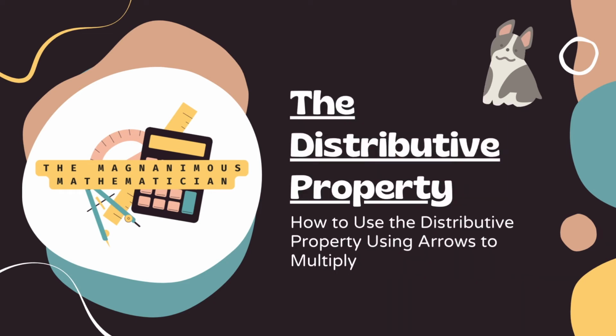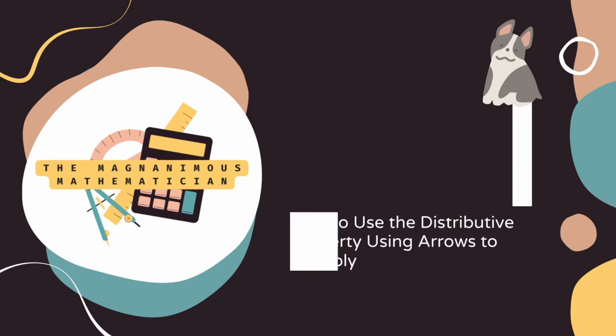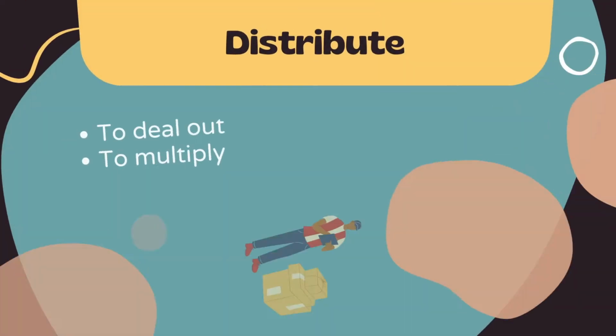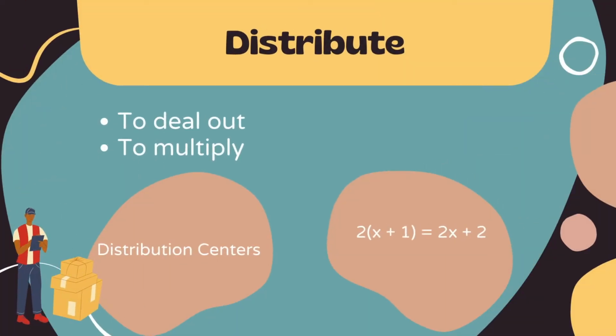Hello and welcome. In this video, we're discussing the distributive property and how we can use arrows to help us with our multiplication. The distributive property says that A times quantity B plus C is equal to A times B plus A times C. And you may have heard of the word distribute before. It means to deal out or to multiply.